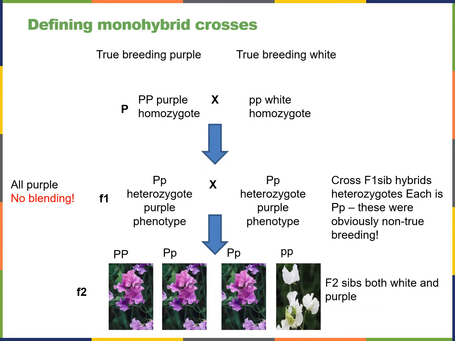Now I want to break down that previous slide in a little more detail and add some of the terminology that you should all be familiar with now. So in the parent generation, we bred a purple homozygote, big P, with a white homozygote, little p. Okay, and what did that give us in the first offspring generation, or the first progeny, that F1 generation?